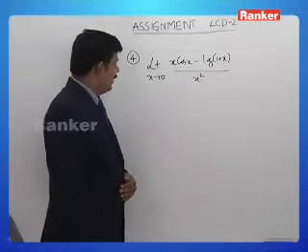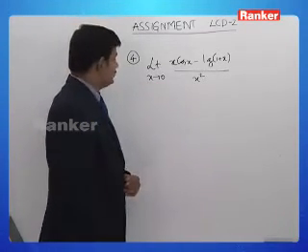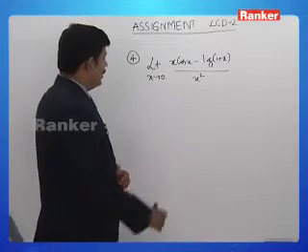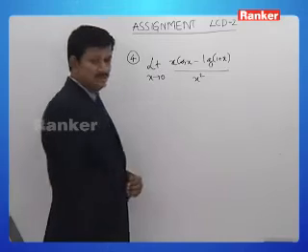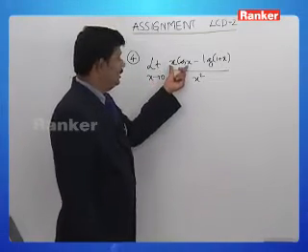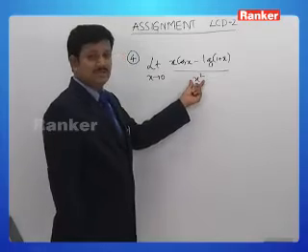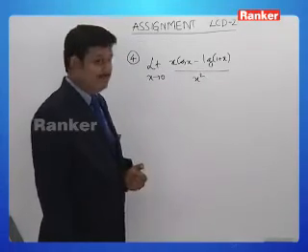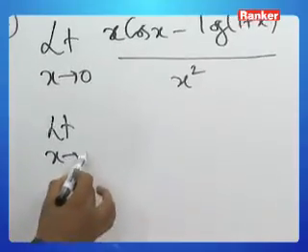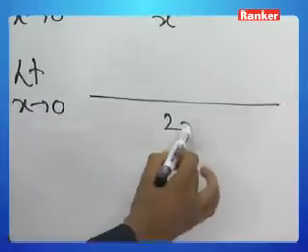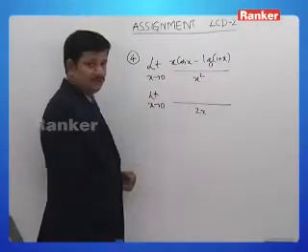Now to evaluate this question, we can go for several approaches, one of which is L'Hospital rule. You can differentiate numerator, differentiate denominator. As x tends to 0, x cos x is 0, log 1 is also 0, x square is also 0. So it's a 0 by 0 form, and we can see all differentiable functions here.